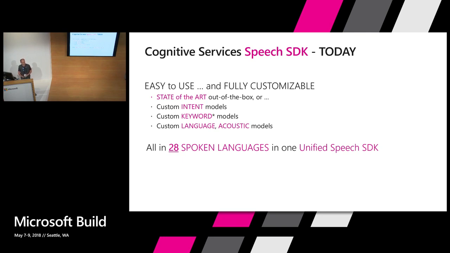You can then take it further by building your own intent models. You can take it further by building your own keyword spotter models, your own language models, your own acoustic models. Many people don't need to do that. Some people do. So if you do, it should be easy, and it's still just one SDK. All right, that's enough slides. Now we're going to look at code.